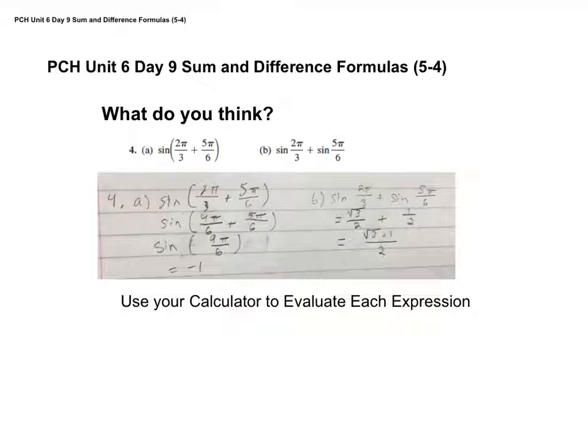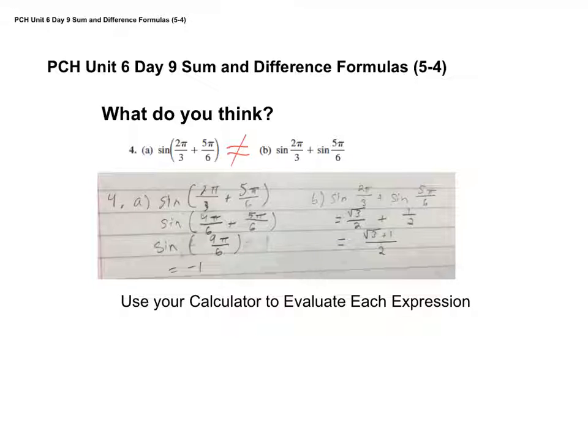If I did each sine separately, the sine of 2π/3 is √3/2. The sine of 5π/6 is 1/2. So if I add those together, it's just 1 plus the square root of 3 over 2, and that's about 1.35 or so. But it's not negative 1 for sure. So these are not equal. These are not the same thing.